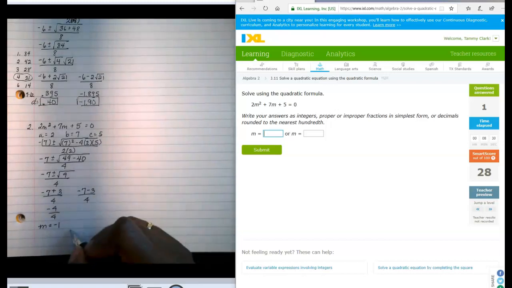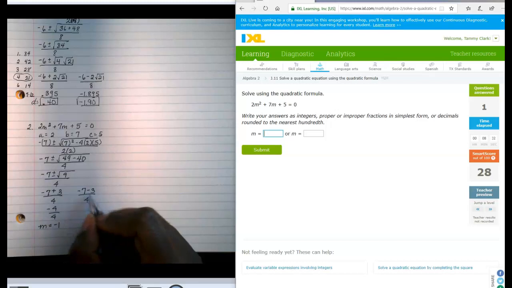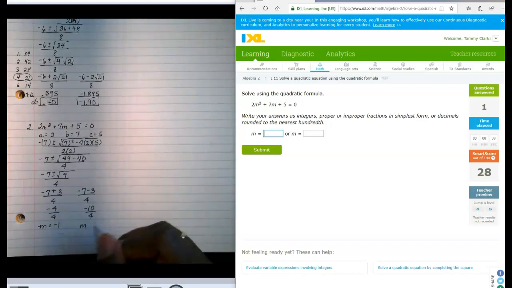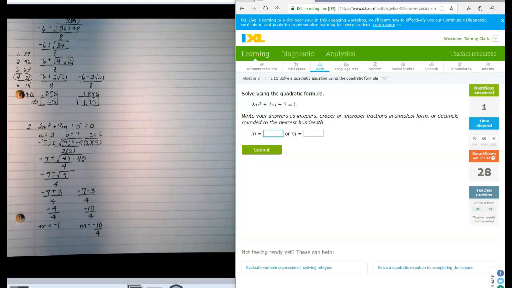And over here, we've got negative 7 minus 3, which is negative 10 divided by 4. In this case, it says that we could leave these as proper fractions or improper fractions, so I'm going to leave it as negative 10 over 4. So we've got negative 1.